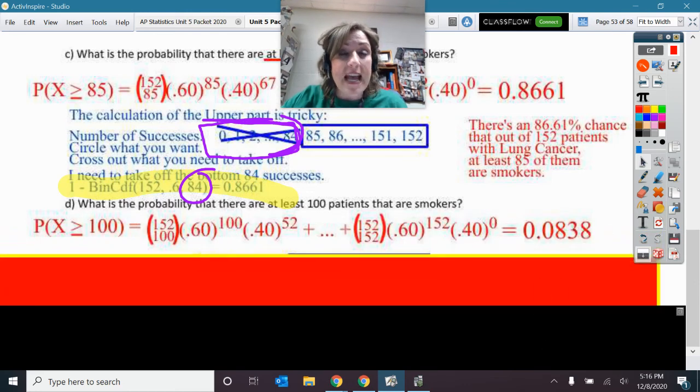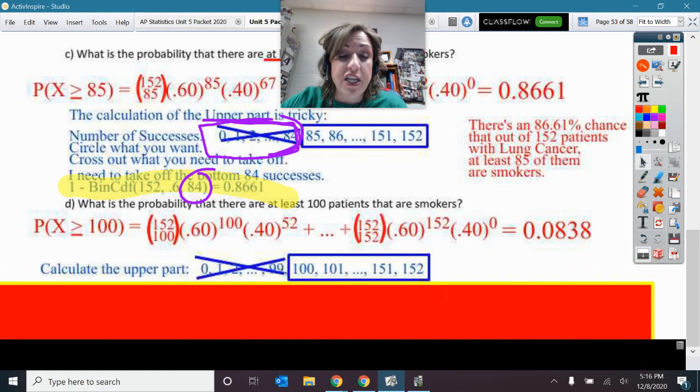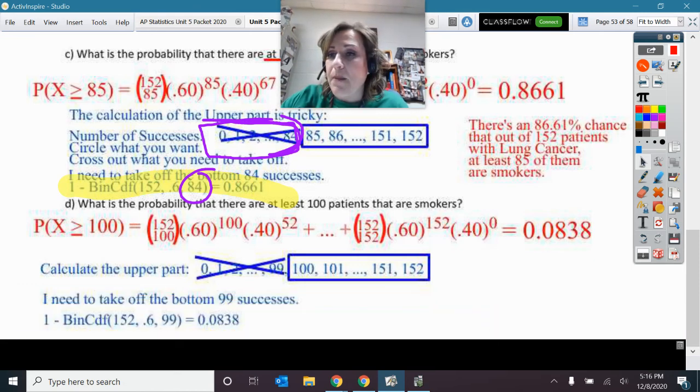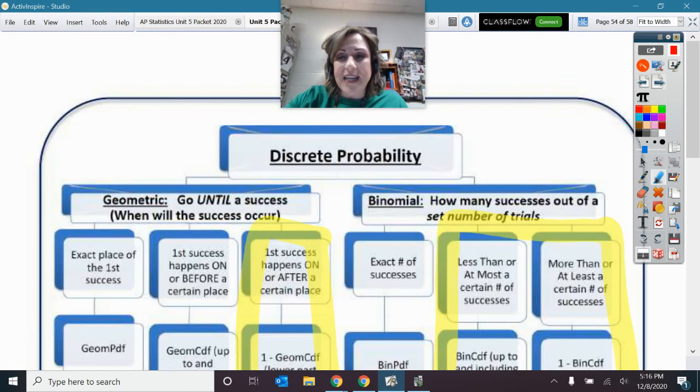The last one, at least 100. Okay, so my sequence is going from 100 successes up to 152, at least 100. So I am taking off 99 and below. So then that's why my computing is going from 1 minus the bottom 99. I'm going to take off that bottom 99. Okay. All right, so there we have an 8.38% chance that I would have 100 or more, okay? All right, so that's what's going on, and I think that may be all the practice.